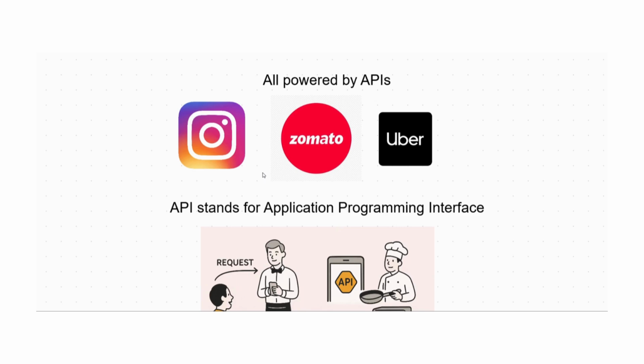Every time you use Instagram, order food on Zomato, or book a ride on Uber, your app is secretly talking to another computer thousands of kilometers away. The language they use is called an API. And today I am going to explain REST APIs visually so you'll never forget it.